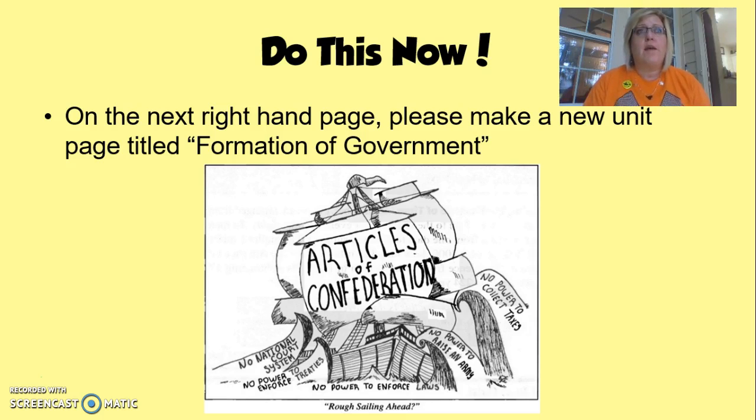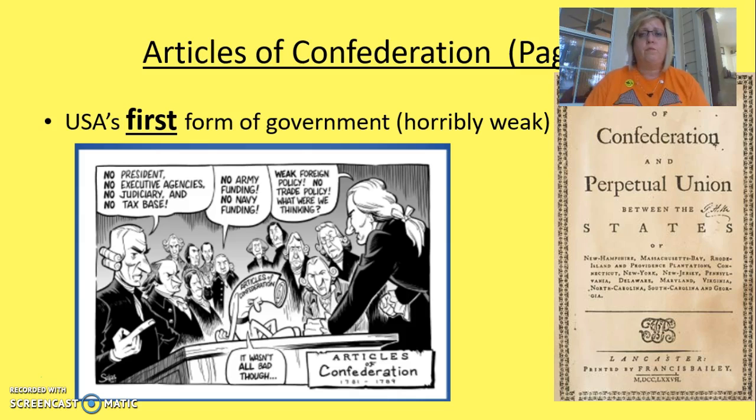Our national government had very little power because of the paranoia and the fear of having an abusive government, as we did under King George III in Great Britain. Now, this was our first form of government. It was written during the American Revolution. We had no president. We had no judiciary branch, no courts, no taxes, no army, no navy, no foreign policy. It was crazy.